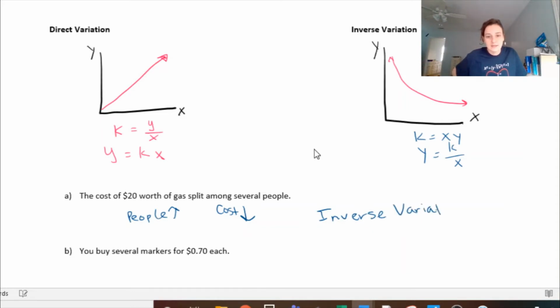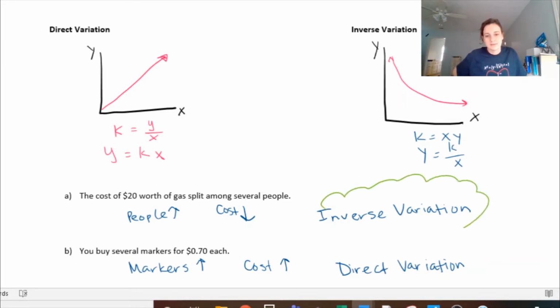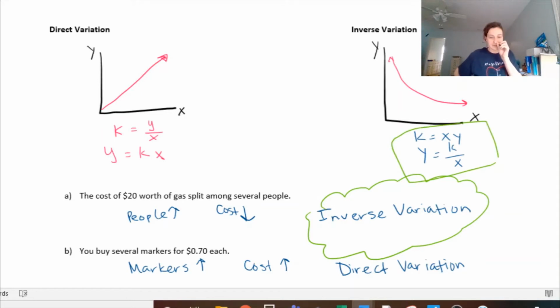Okay, and in the next one, you buy several markers for 70 cents each. The more markers you buy, what happens to your cost? Well, your cost is also going to go up. The more you buy, the more it costs. So this is a direct variation, what we've already studied. Okay, but what we're going to be working with today is all about this inverse variation right here, these types of models. And what's going to be important is this piece of information here. K is equal to x times y, and y is equal to k over x. Let's take a look at another example.